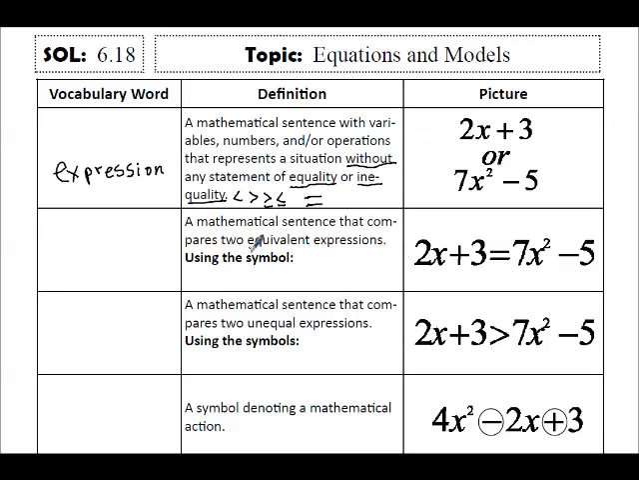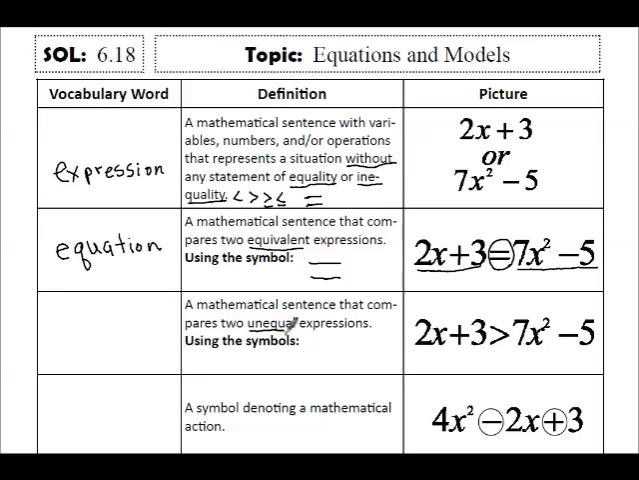A mathematical sentence that compares two equivalent expressions is going to use the equal sign. Now it's saying that 2x plus 3 is equal to 7x squared minus 5. So you have two expressions that are equal. This is called an equation.